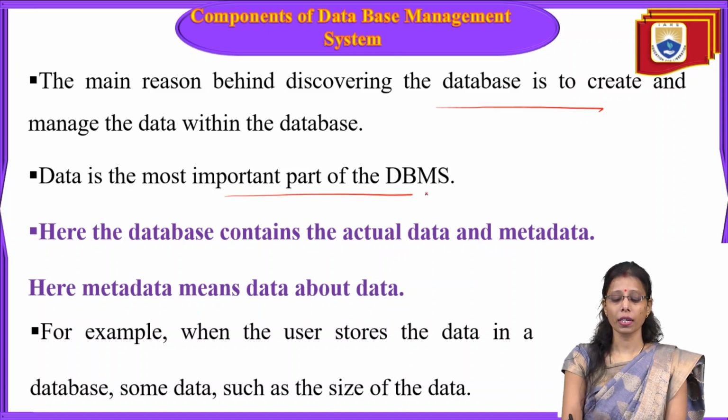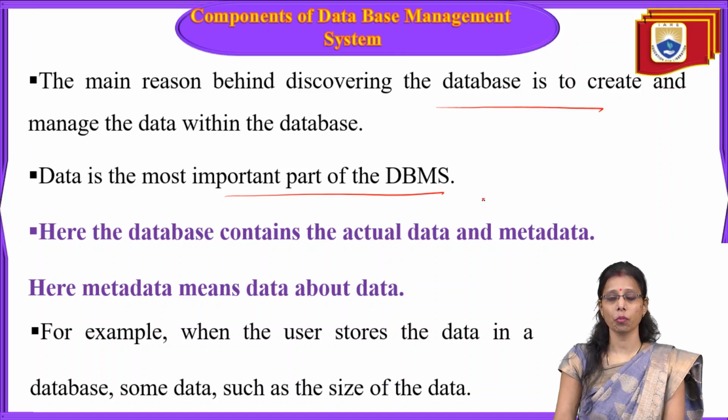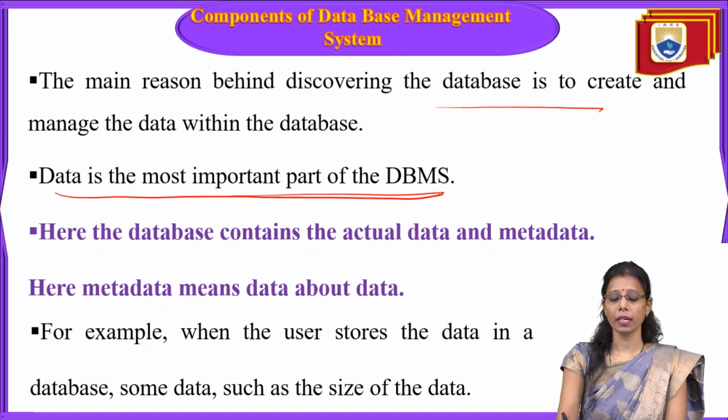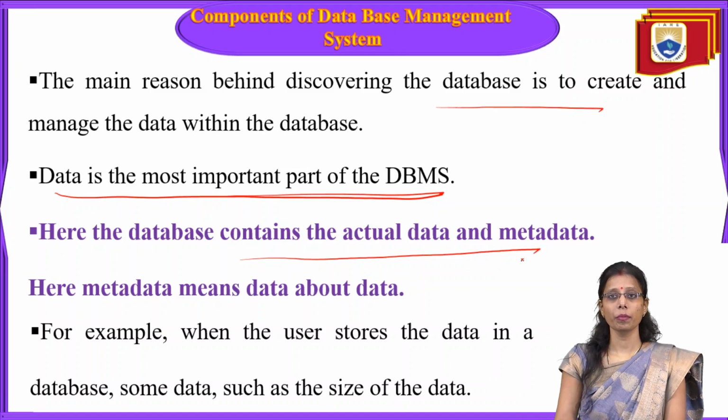Data is the most important part of DBMS. This is important because if you have hardware, if you have software, and you don't have the data, there is no use of the hardware and no use of the software. There is no component, there is no database at all. Database management itself depends totally on the data. If you have the data, only then will the DBMS run. So the DBMS contains the actual data and the metadata. What is the actual data here? Actual data is the data which we already have, and metadata is data about the data.